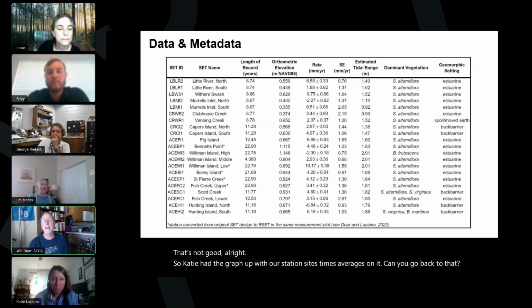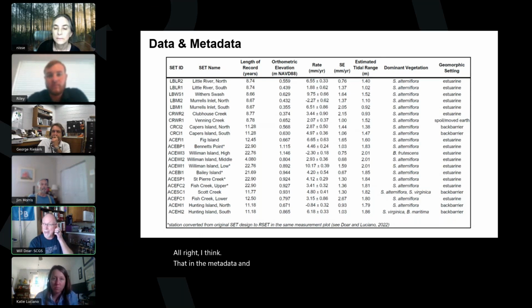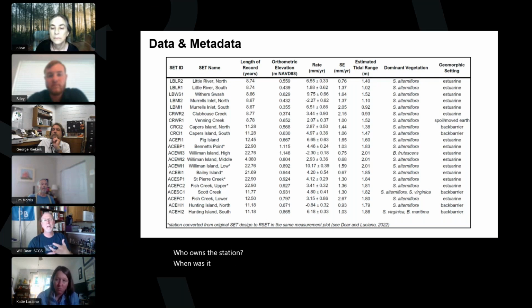All right. I think that in the metadata, and Katie and I have been batting this around, we have minimum requirements at the moment for metadata. And that would be who owns the station, when was it installed, what is our set or original SET, because we still have 2 original SETs in sites in use.